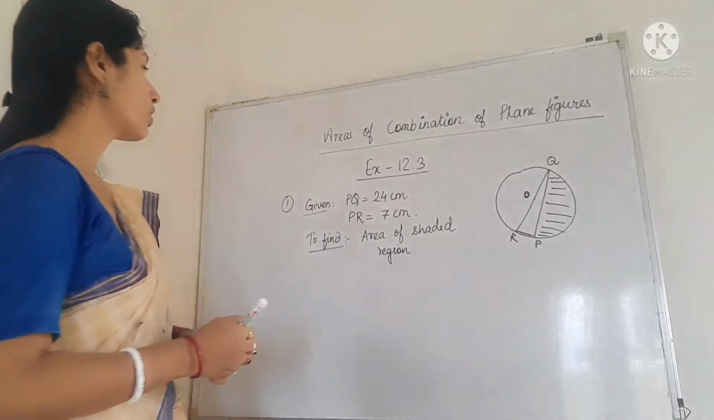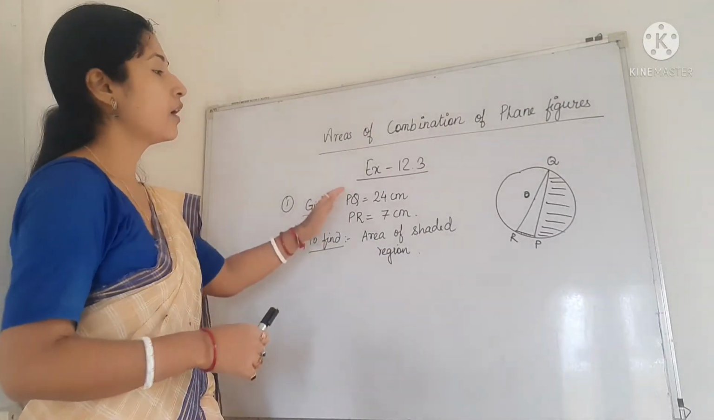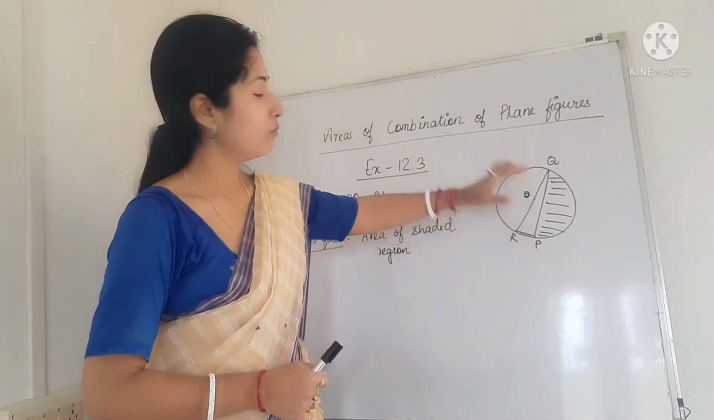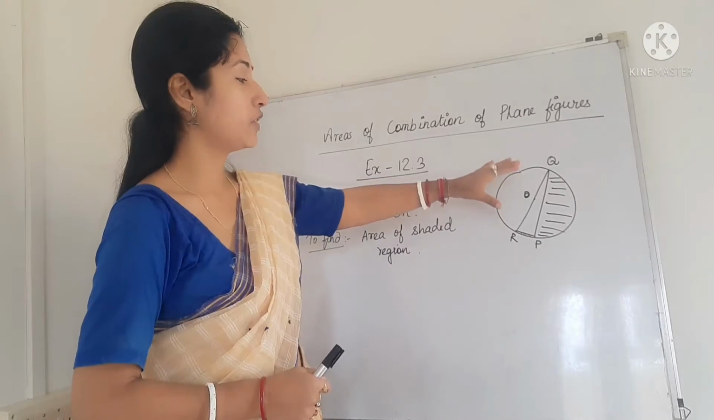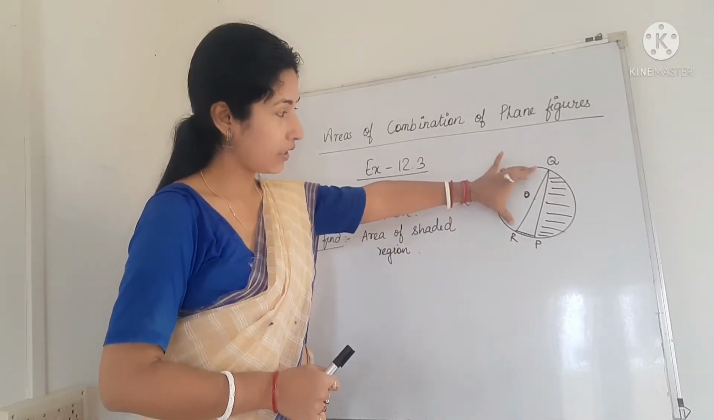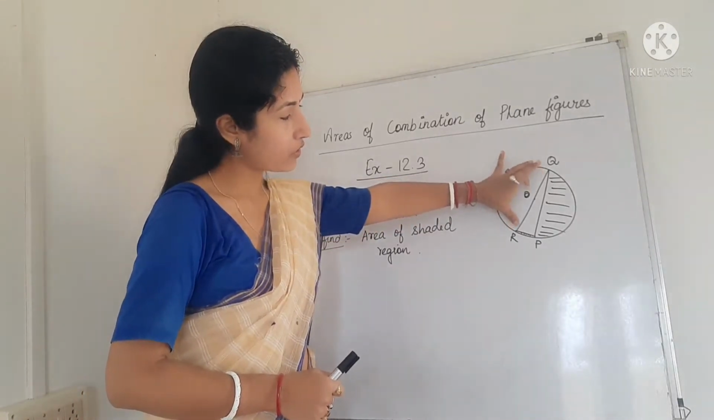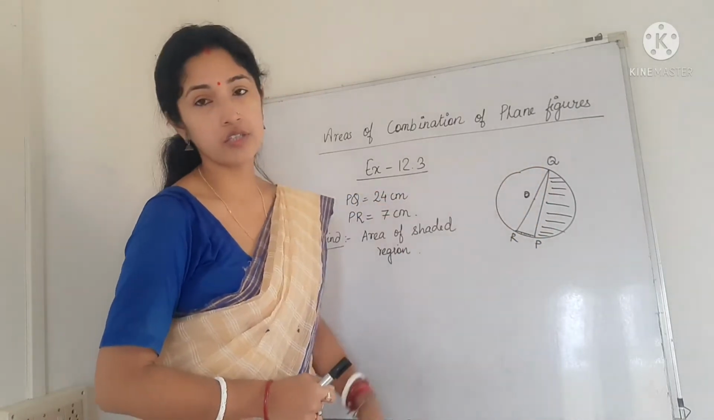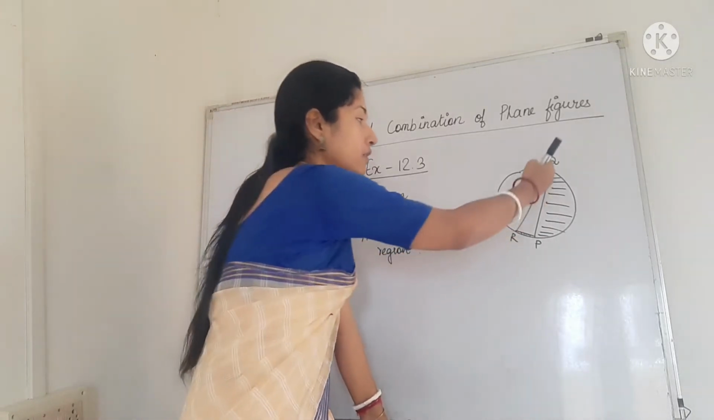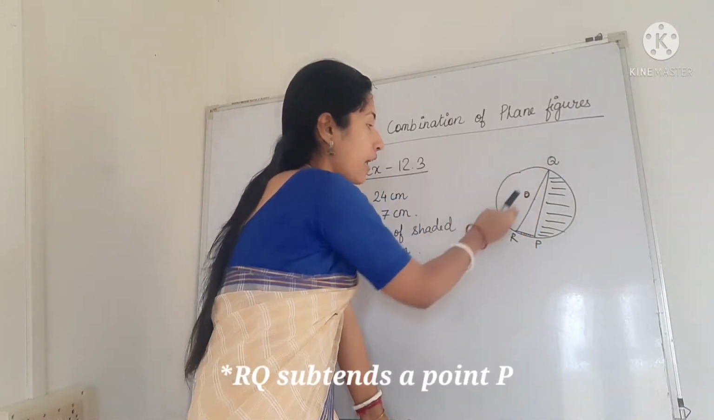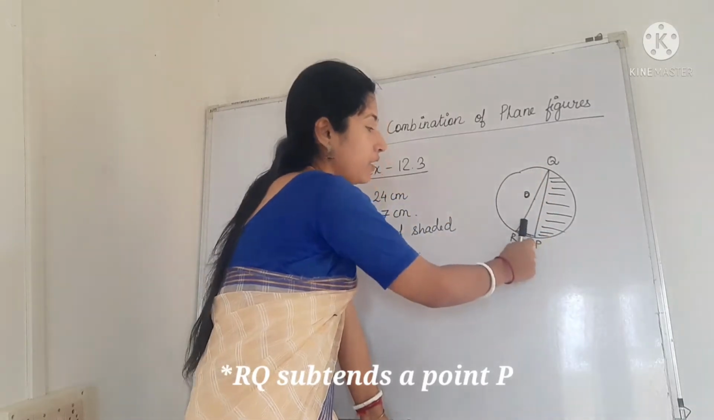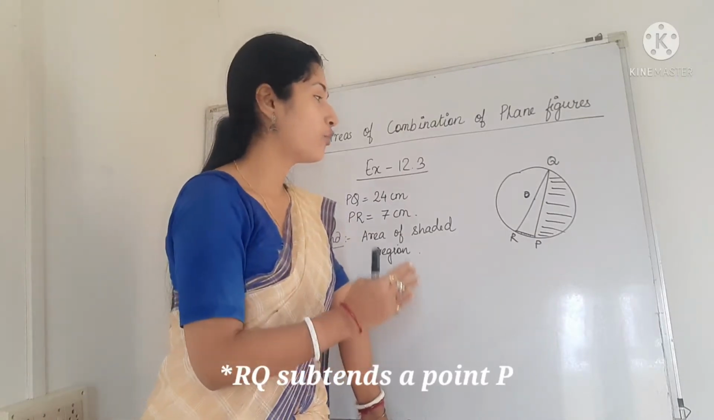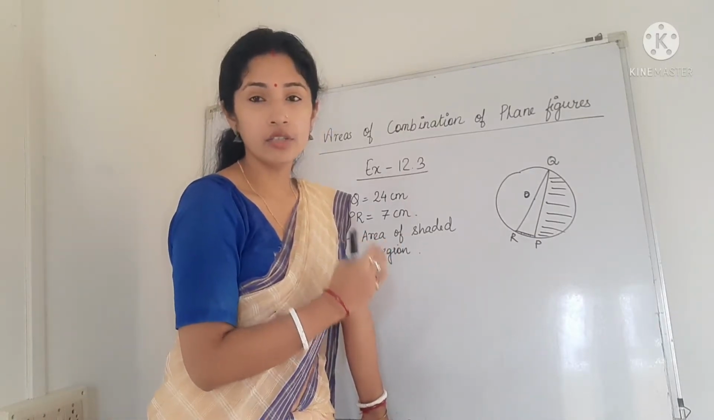You can see in question number 1 of exercise 12.3, a circle is given and the center of the circle is O. QR is the diameter of the circle, and you can see here RQ, the diameter, extends to a point P. This is the semicircular region, and RQ extends to a point P on the semicircular part of this circle. Now we have to find the area of the shaded region.